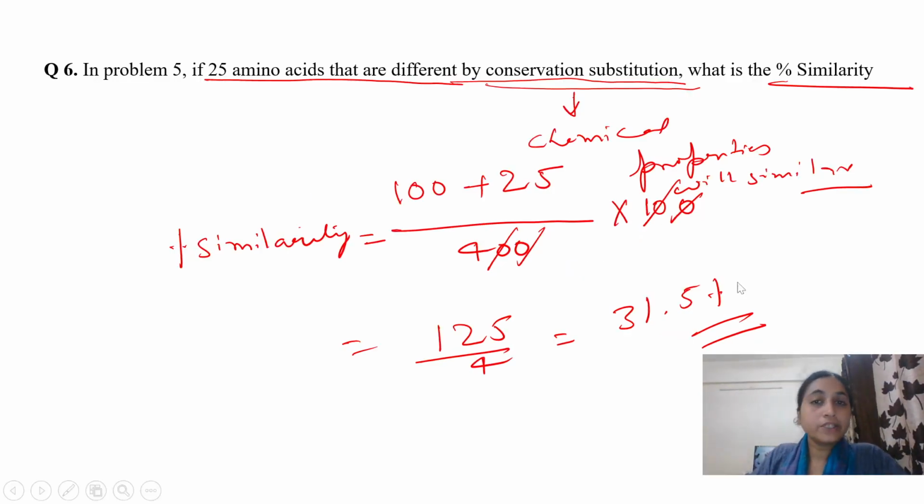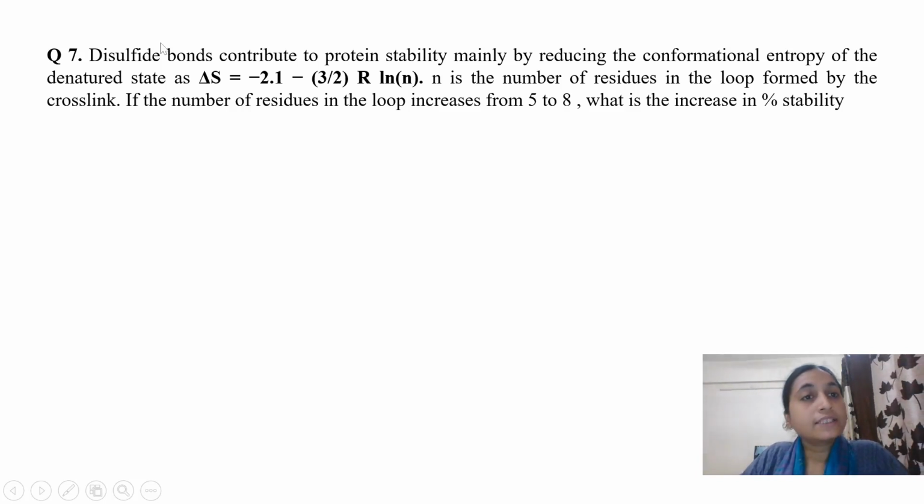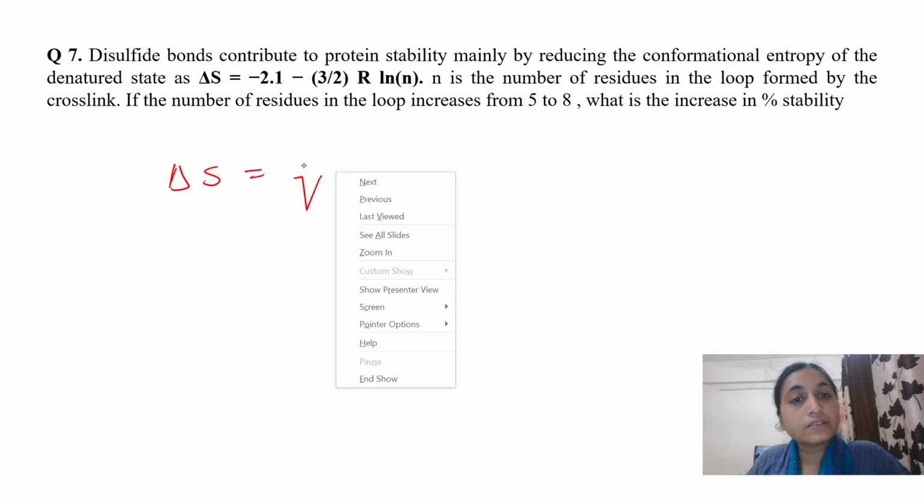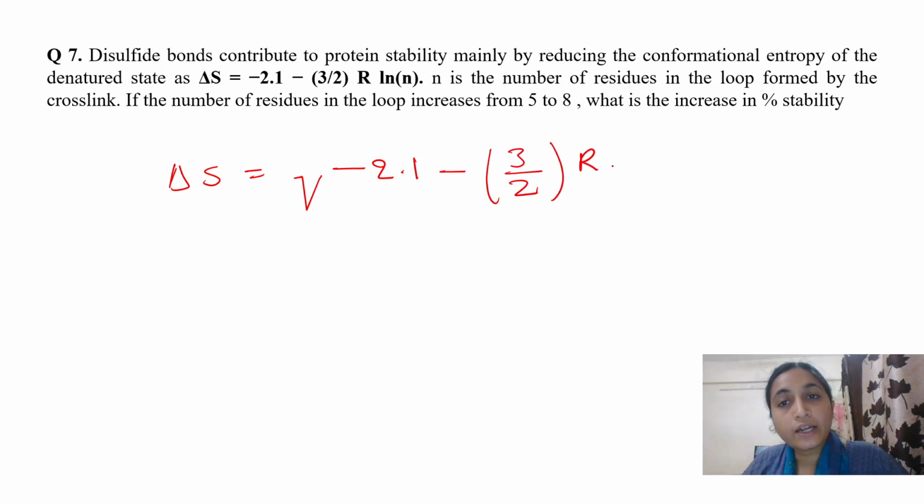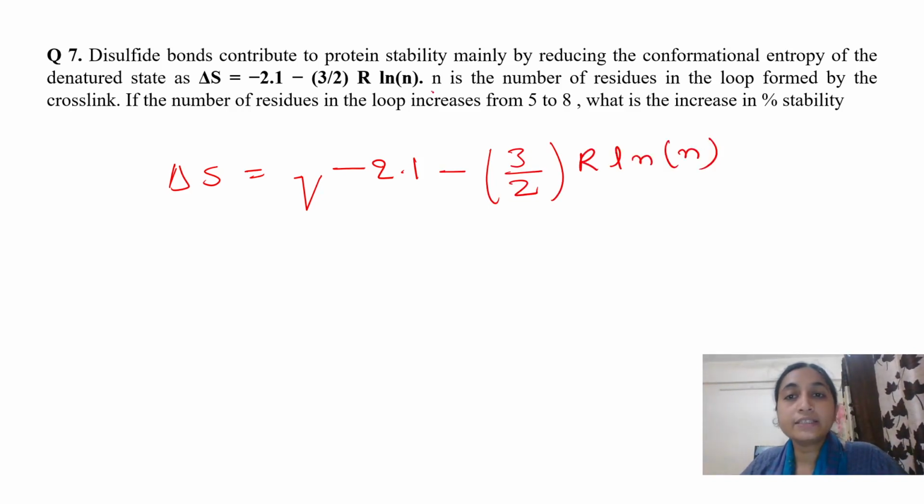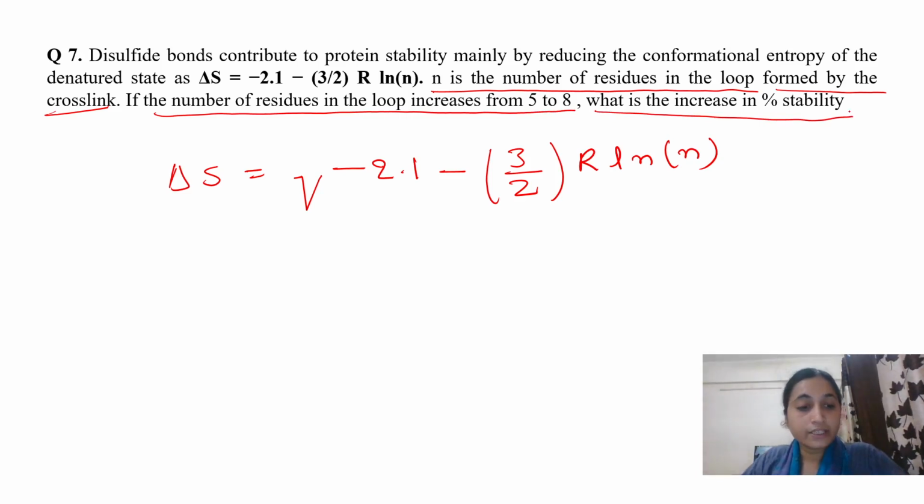And now come to question number 7. In question number 7, it's given that disulfide bonds contribute to protein stability mainly by reducing the conformational entropy of the denatured state as del S equal to minus 2.1 minus 3 upon 2 into R ln n. So n is the number of residues in the loop formed by the crosslink. If the number of residues in the loop increases from 5 to 8, what is the increase in percentage stability? I think somebody again has joined.